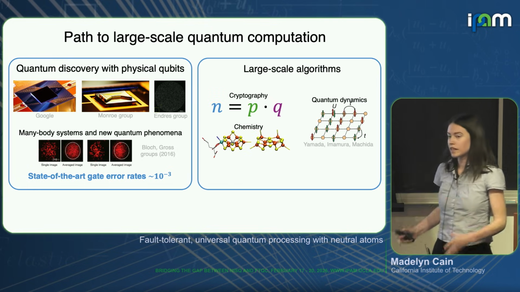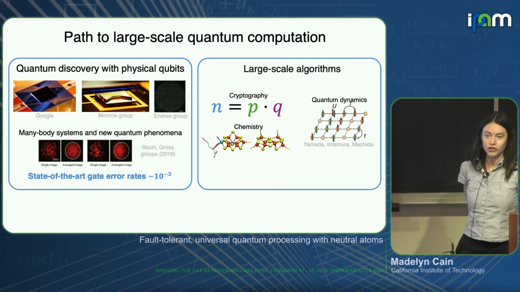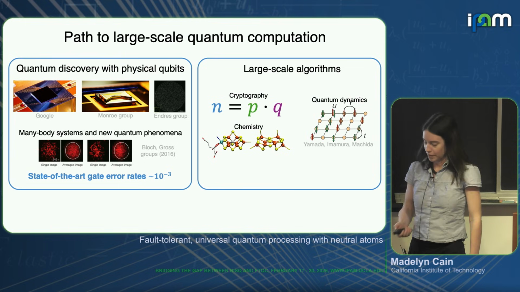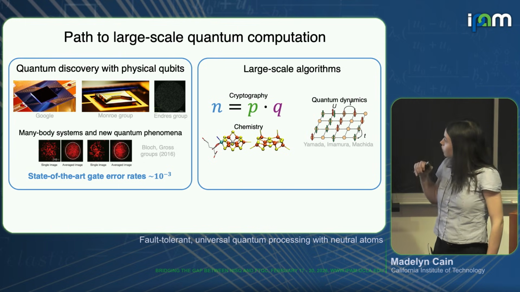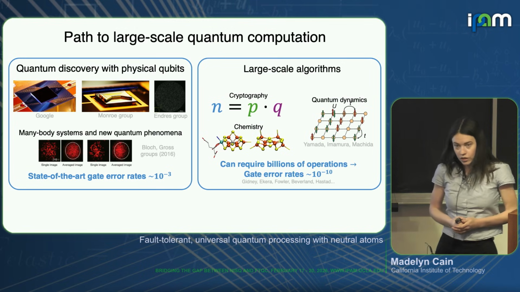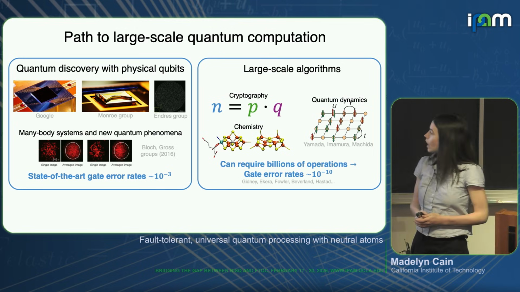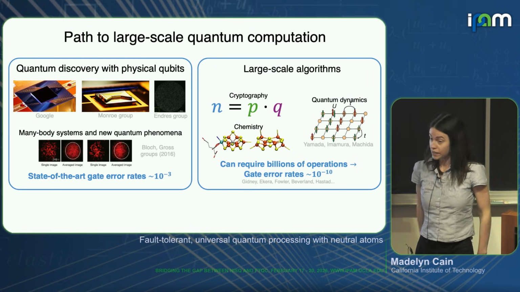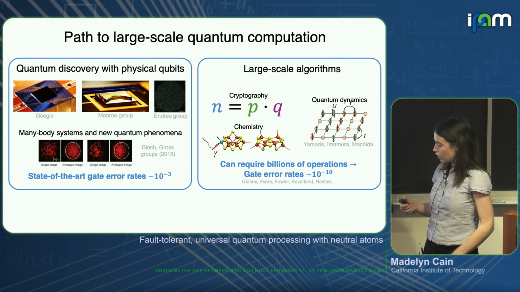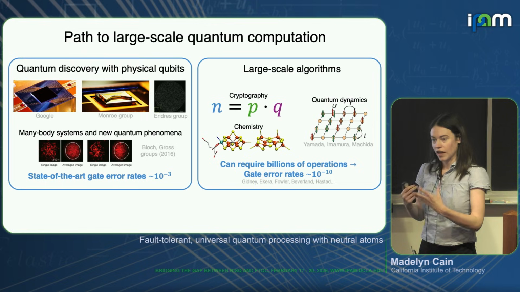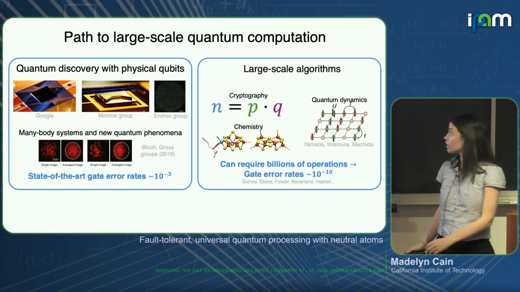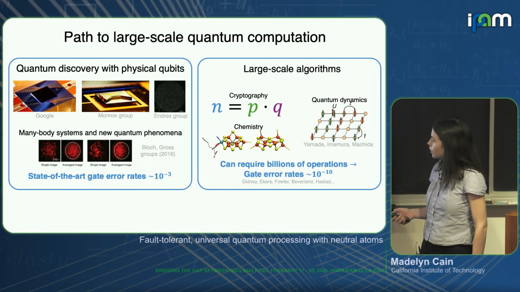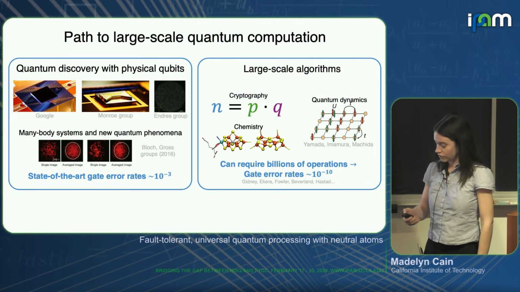Now, eventually, we would like to scale these systems in order to do large-scale quantum processing and implement, say, cryptographic algorithms or quantum dynamics at scale. Now, these large-scale algorithms are estimated to require up to billions of operations. And as a result, you need error rates on your gate operations of roughly 10 to the minus 10. And so there's quite a large gap between the error rates that we have today and those we need for large-scale computation. And it's currently not believed that one can bridge this gap by just improving devices.